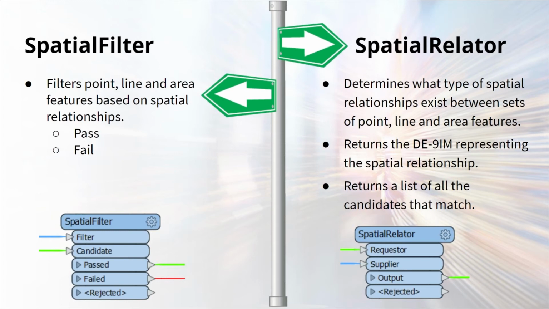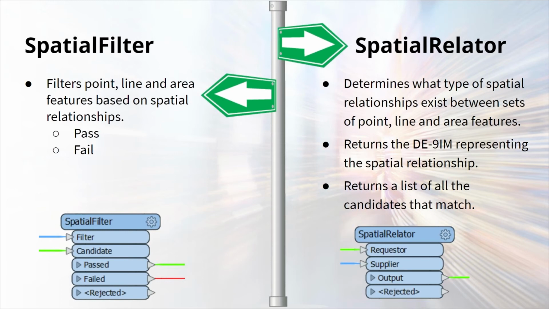So on the spatial filter, you can see the green input is the candidate, but it is the candidate that comes out of the past filters. On the spatial relator, it's the other way around. So you have features going in that are requesting candidate features and making a match with those, and the information about that match is output on the output side of the transformer. So the green goes in and the green comes out.